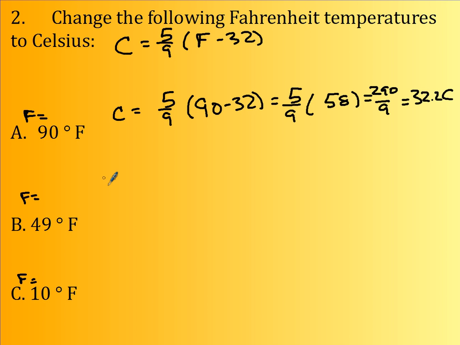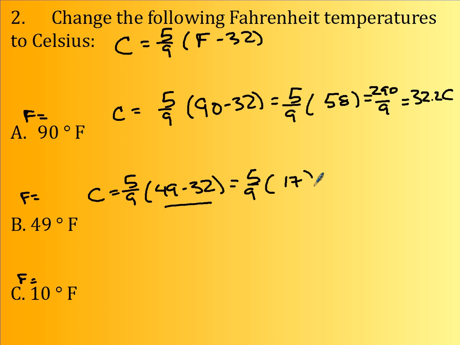Let's try this one. C is 5 divided by 9 times F, in this case 49, minus 32. I have to do what's in the parentheses first. 49 minus 32 is 17. Now remember, this is really 17 over 1. So 5 times 17 is 85. Divide that by 9, and you get 9.44 Celsius.